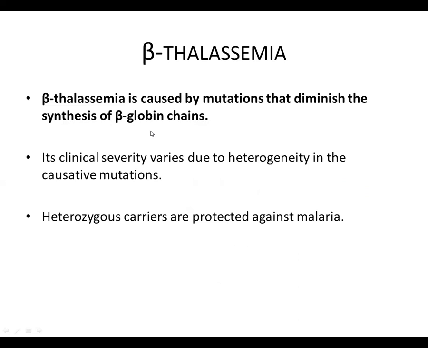Now, regarding beta thalassemia, this is caused by mutations that decrease the synthesis of beta globin chains. The clinical severity of this disorder varies because of the heterogeneity in the causative mutations. The mutations may either result in total absence of beta globin chains, or they may reduce the formation of beta globin chains. The heterozygous carriers are protected against malaria. Heterozygous carriers are those individuals in which one allele is normal and the other is mutated.